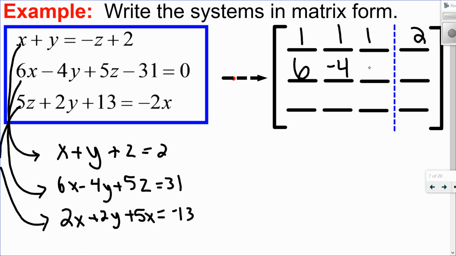6, -4, 5, and 31, 2, 2, 5, and -13. Okay, so what this kind of reminds me of is when we did long division of polynomials, and then we switched to the shortcut, which was synthetic division. So we're getting rid of our variables and just working with the numbers. So solving systems of equations by matrices kind of reminds me of synthetic division for that reason.